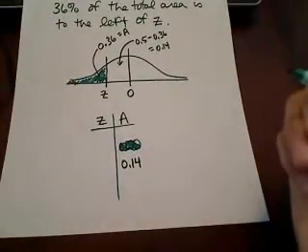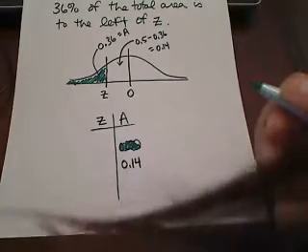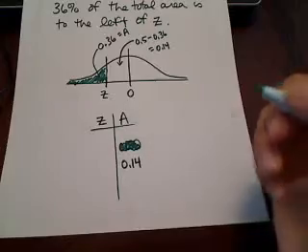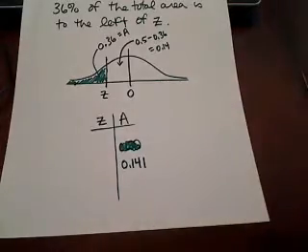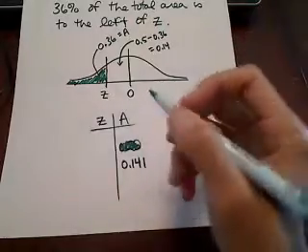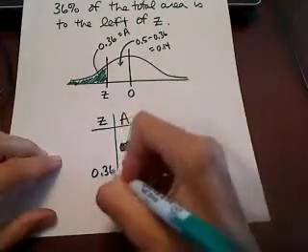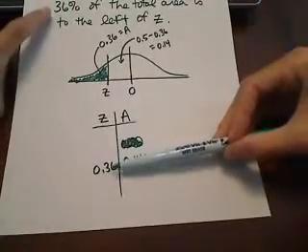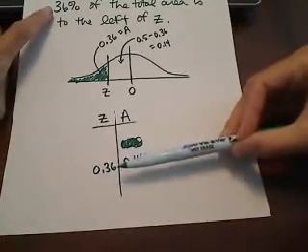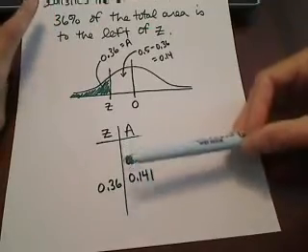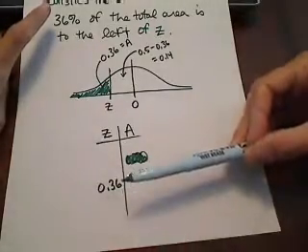If you go on your chart, you're going to see that there isn't exactly an area of 0.14, so we're just going to get as close as we can get. There is an area of 0.141, and they're giving us a z of 0.36. Now this is an unfortunate coincidence. This z-score and this area being the same is a coincidence. That's not normally how it's going to go.